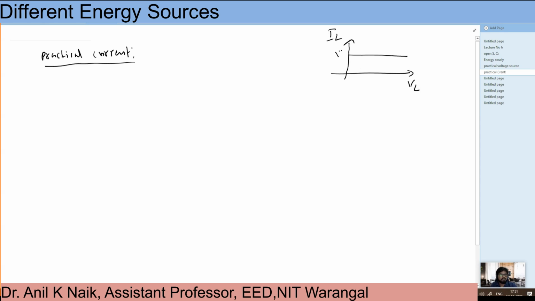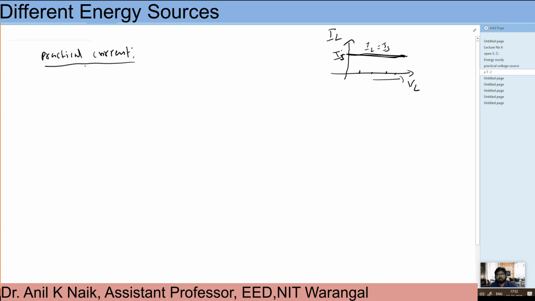So this is what we have seen. IL is equal to IS. A straight line comes irrespective of my voltage variation. That is what constant current is, it is providing us. That is very simple, we have gone through that.